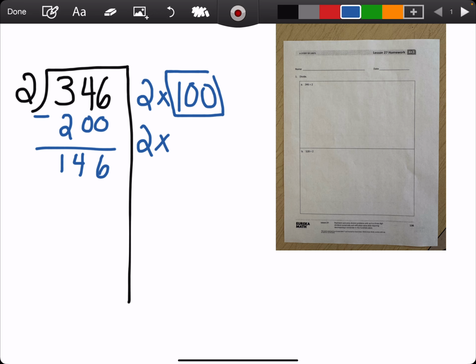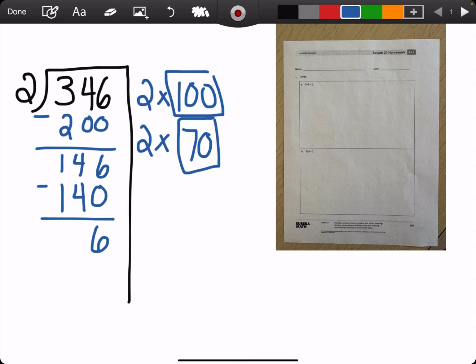Now I'm going to ask myself, 2 times what can give me close to 146 without going over? Well, I can't do 2 times 100 again. I know I could do 2 times 50, but I know my basic facts. So 2 times 50 is 100. So I'm going to try 2 times 60 is 120. What if I did 2 times 70? Because I know my basic facts, I know 2 times 70 is 140.